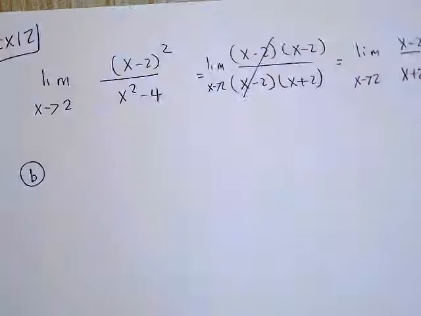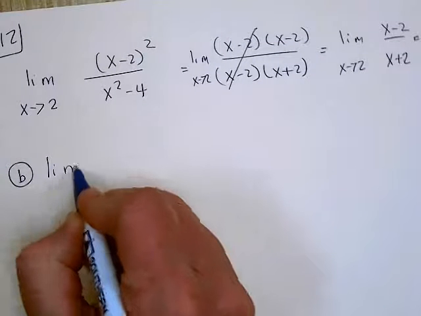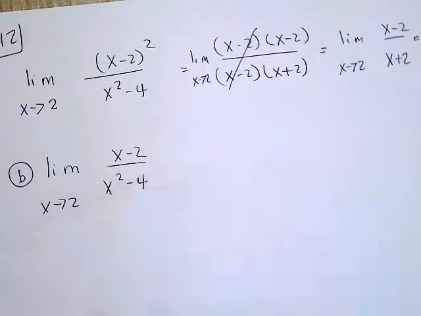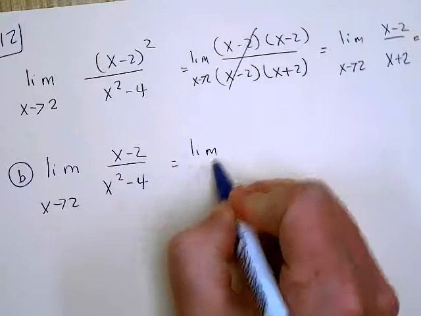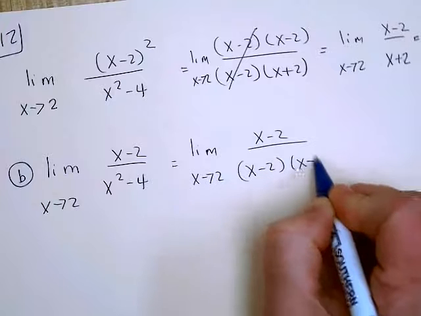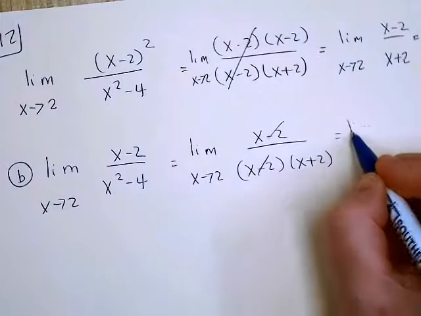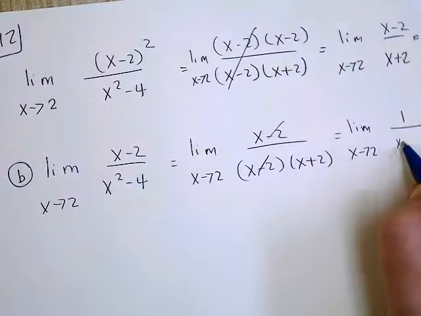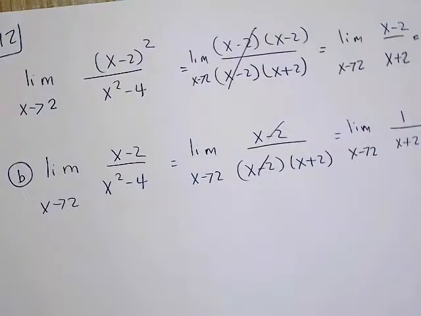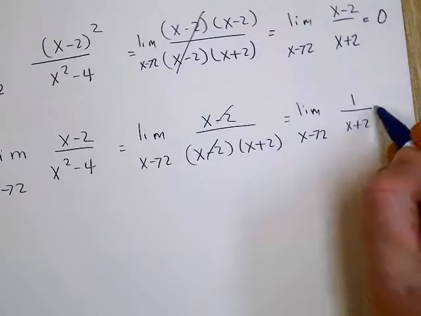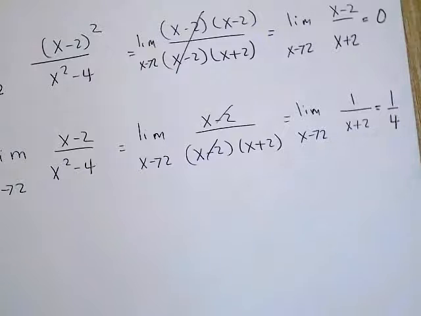Part B says evaluate the limit as x approaches 2 of (x minus 2) over x squared minus 4. So this is the limit as x approaches 2 of (x minus 2) over (x minus 2) times (x plus 2). Let's cancel. This is the limit as x approaches 2 of 1 over (x plus 2). Now, the numerator is going to be 1. The closer and closer x gets to 2 has nothing to do with the numerator. It's 1. The denominator gets really close to 4, so this has a limit of 1/4.